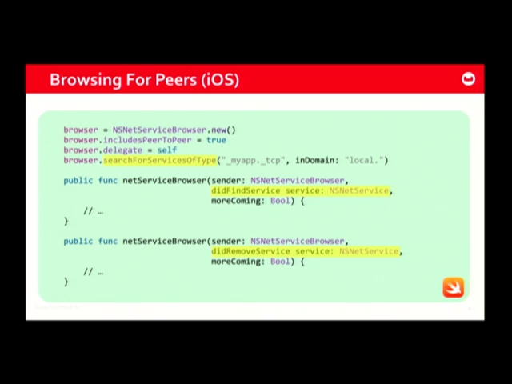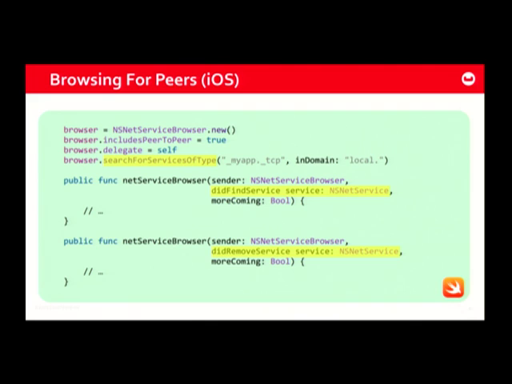So to browse, you create this NSNetServiceBrowser instance. You set yourself up as its delegate and then tell it to search. And again, you give it the service type. The domain will usually be local dot, which means to search just on the local network. And there are then methods on your delegate class that you implement that will get called. So this is netServiceBrowser didFindService and netServiceBrowser didRemoveService. So these will get called as new services appear and as they go away.